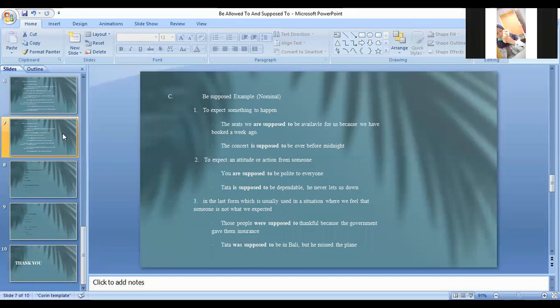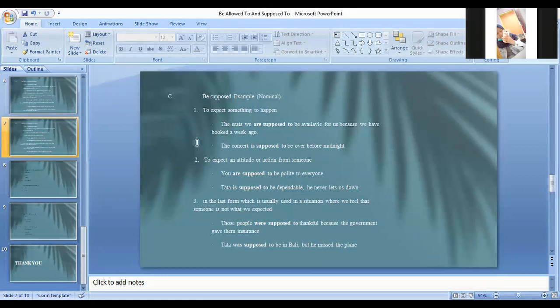Nominal. One, to expect something to happen. The seeds are supposed to be valuable for us because we have talked a week ago. The concert is supposed to be over before midnight. Two, to express an attitude or action from someone. You are supposed to be polite to everyone. Tata is supposed to be dependable. He never lets us down.